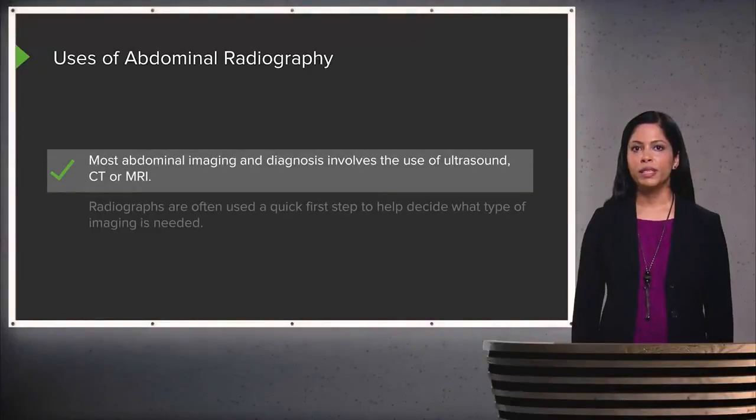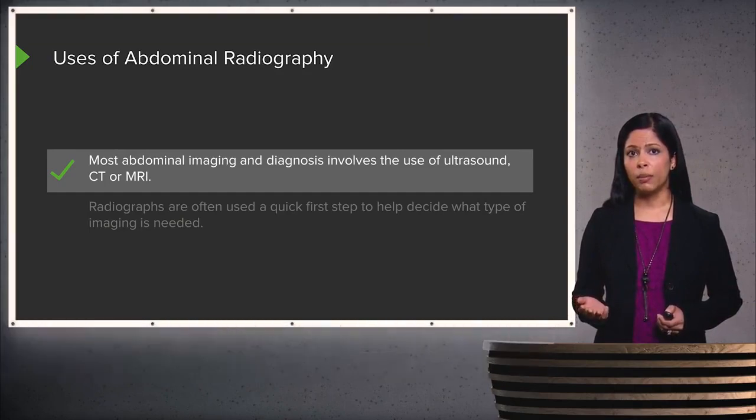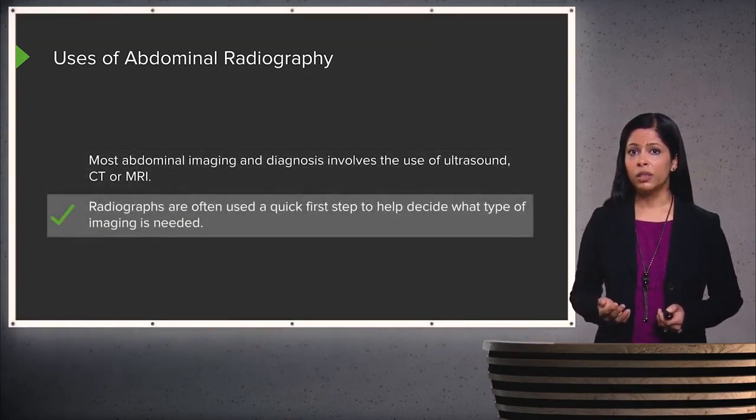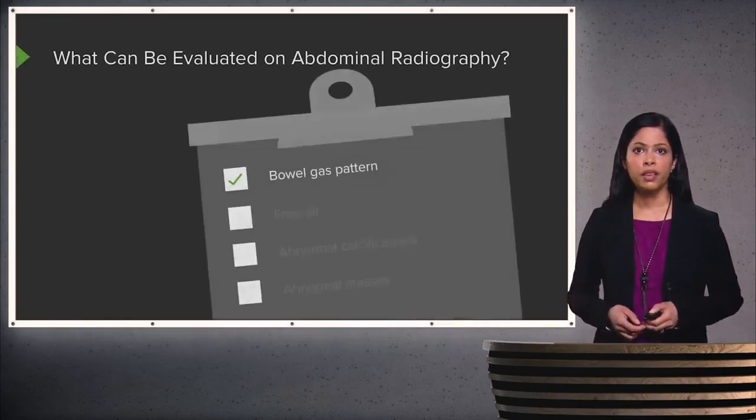So before we delve into the many abnormalities that can be found within the abdomen on an X-ray, let's first review some of the normal findings on an abdominal film and a normal approach. Most abdominal imaging and diagnosis involves the use of ultrasound, CT, or MRI. However, radiographs are often used as a quick first step to help you decide what further imaging is needed next, if any.